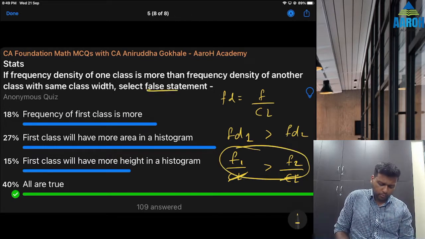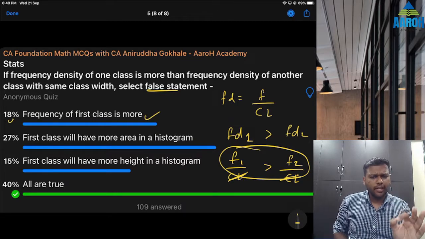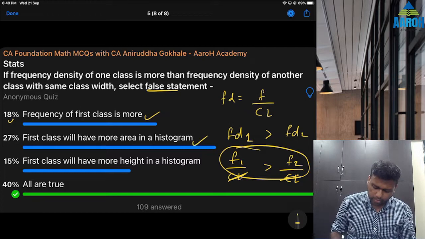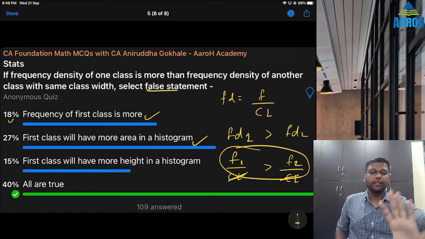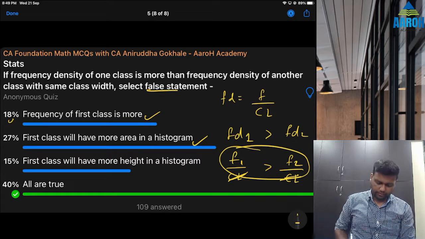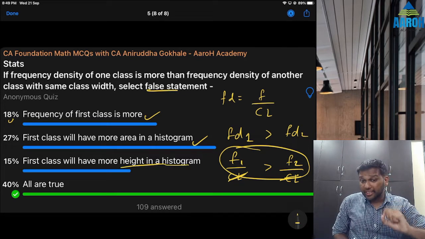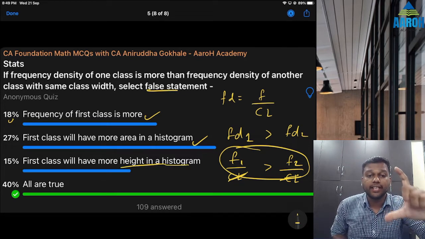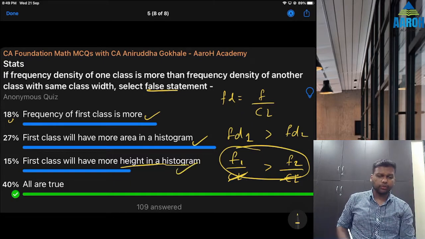Frequency of the first class is more. That is a correct statement. That is not our answer. The first class will have more area in the histogram. That is also a correct statement. Why? Because in a histogram, area is frequency. So more frequency is more area. The first class will have more height in the histogram. That is also correct, because in a histogram, height is frequency density. So if frequency density is more, height will also be more. So this is also correct.